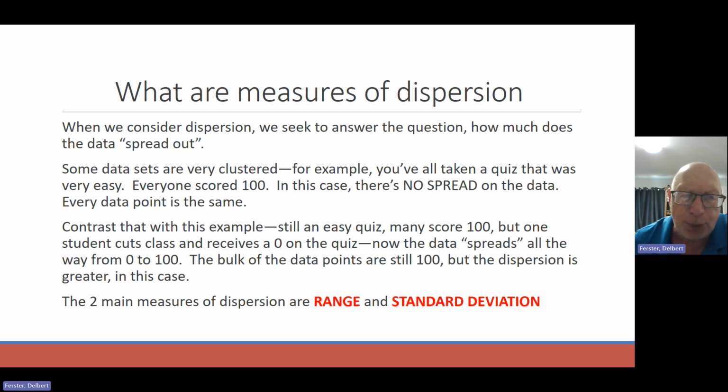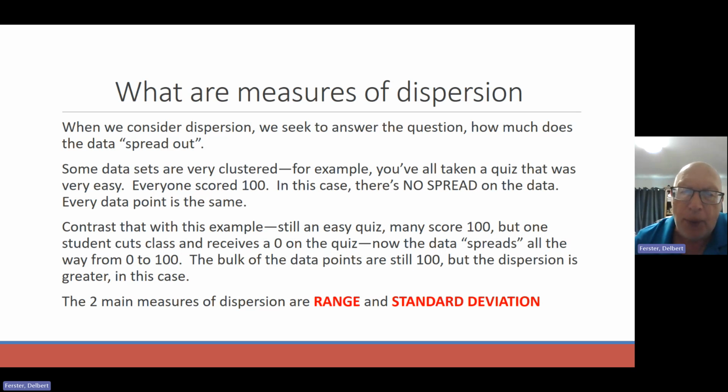Measures of dispersion, as previously discussed, measure the spread of the data. If the data is all clustered, there is no spread. So if we take a quiz and everybody gets 100, there's no spread on the data. Everybody got 100. The range would be 0, right? There is no high score, low score difference.